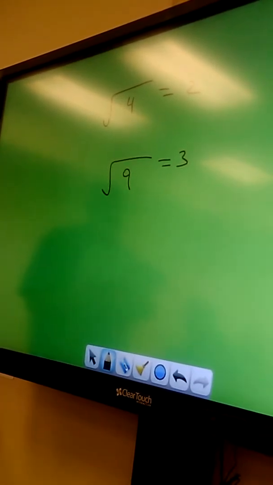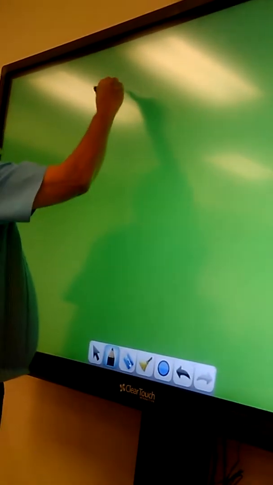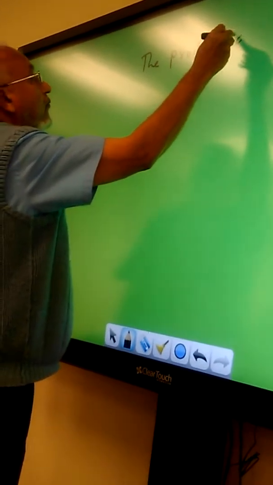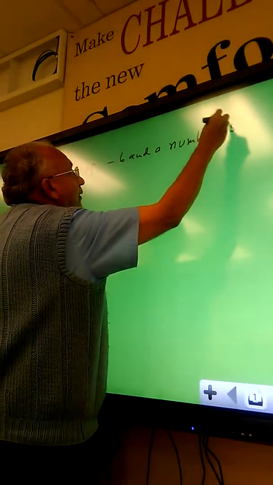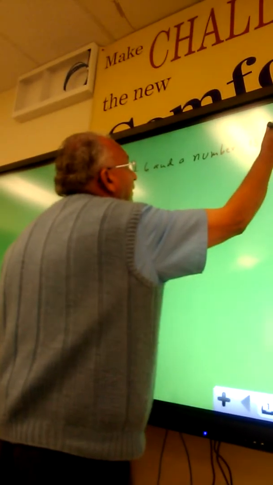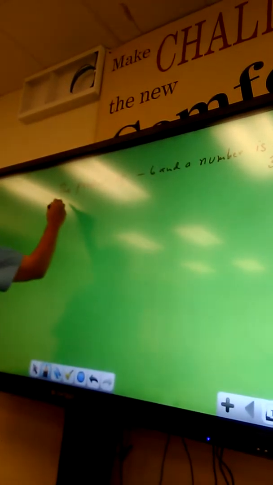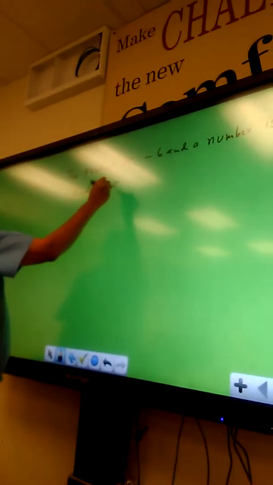Then you may be asked word problems like: the product of -6 and a number is 36. Find the number. So how do we do those kinds of problems?